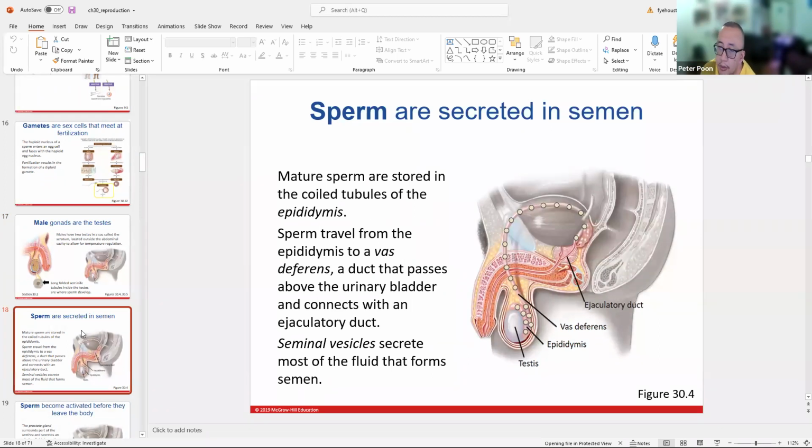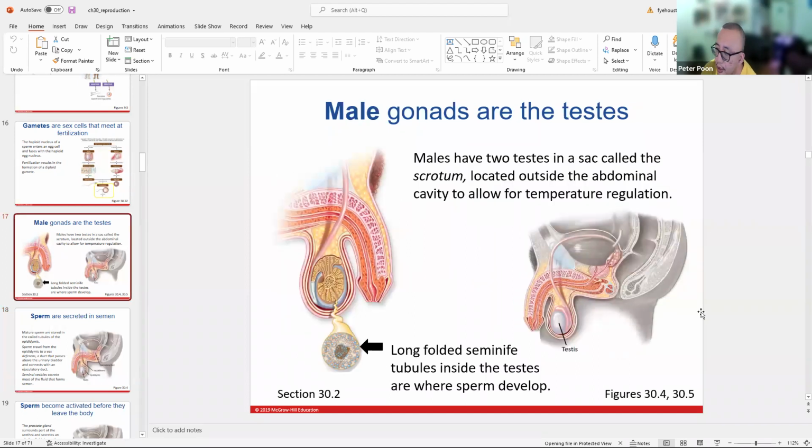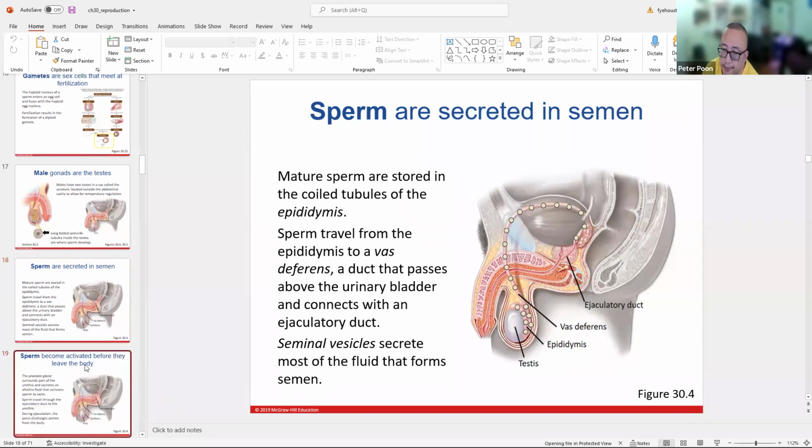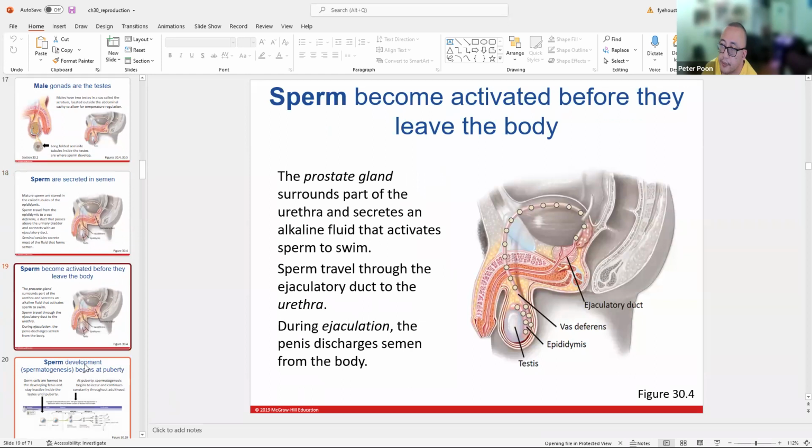Once sperm are made, they are stored inside long folded tubules called seminiferous tubules, and then once they're secreted, they go up through a tube called the vas deferens. The seminal vesicles secrete fluid that makes semen. The prostate gland secretes an alkaline fluid that activates the sperm, and then they travel through the ejaculatory duct.